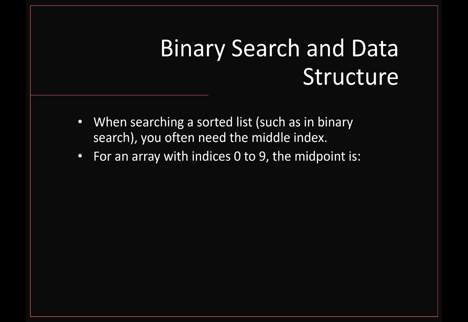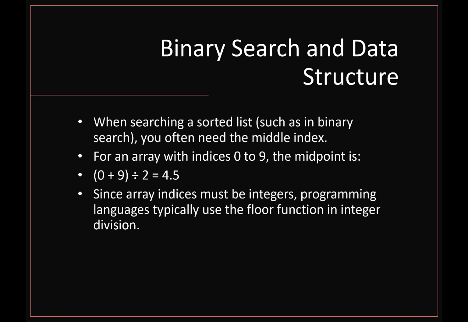So say we had an array of indices 0 to 9. The midpoint is 0 plus 9, which is 9, divided by 2 is 4.5. When we talk about arrays, we have to have integer indices. To give us an integer for our index, programming languages typically use the floor function and the integer division, which says we'll take the floor of 4.5 to get 4.